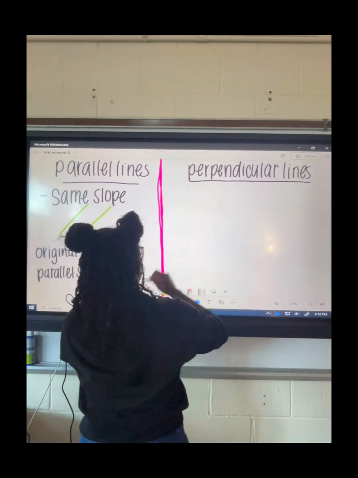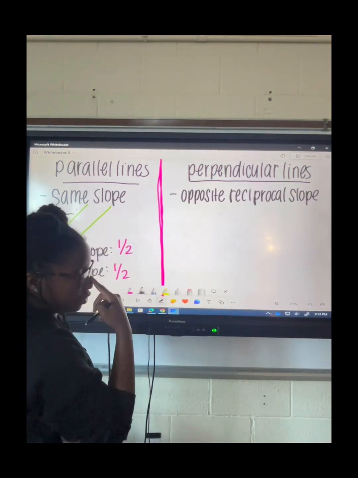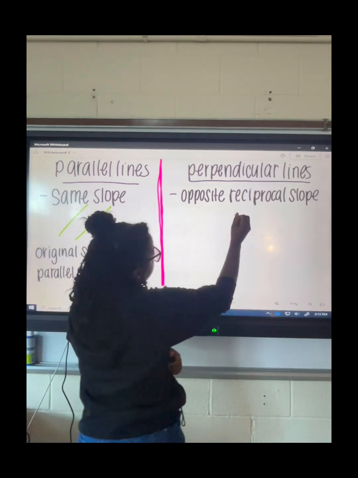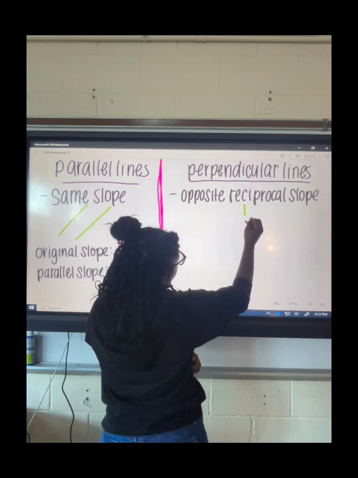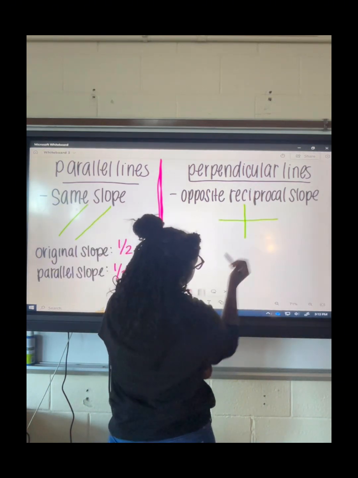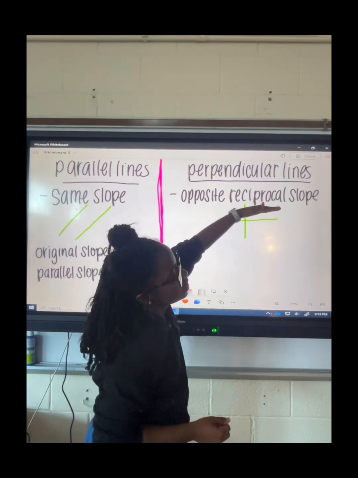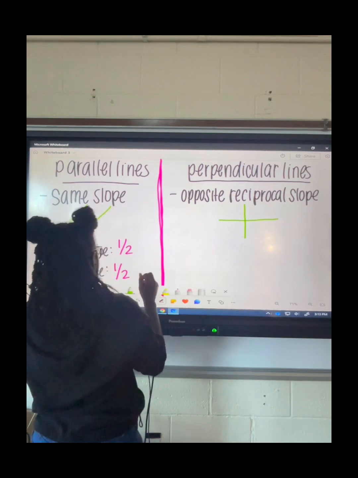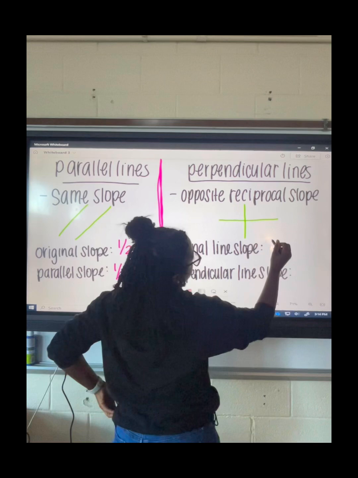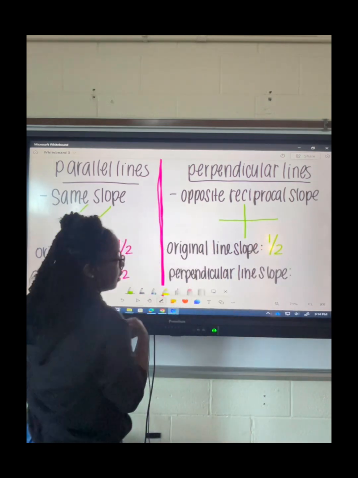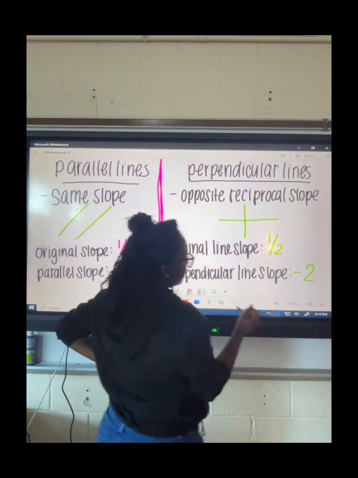The thing about perpendicular lines, they have opposite reciprocal slopes. So they are opposite because if you imagine perpendicular lines, they look like this. So one of them is going down, one of them is cutting right across, so it's going to be the opposite and flip the sign. So their slopes look like this. Okay, so if my original line has a slope of 1/2, like over here, my perpendicular line will have a slope of -2 because I had to flip.